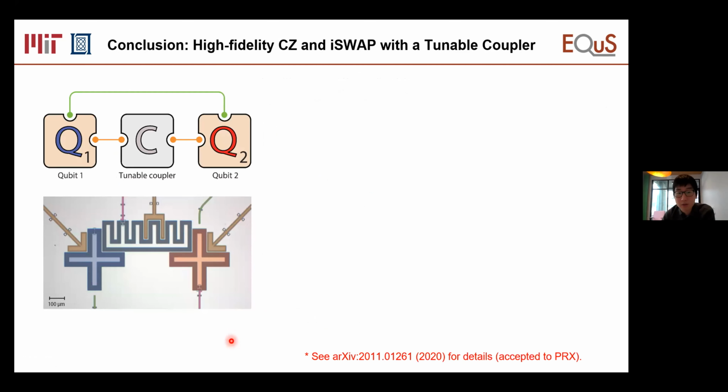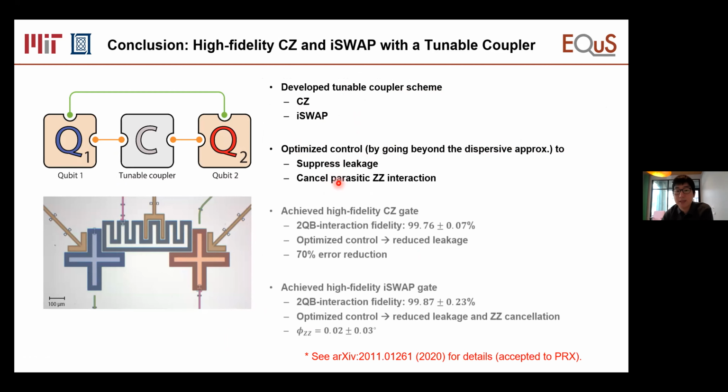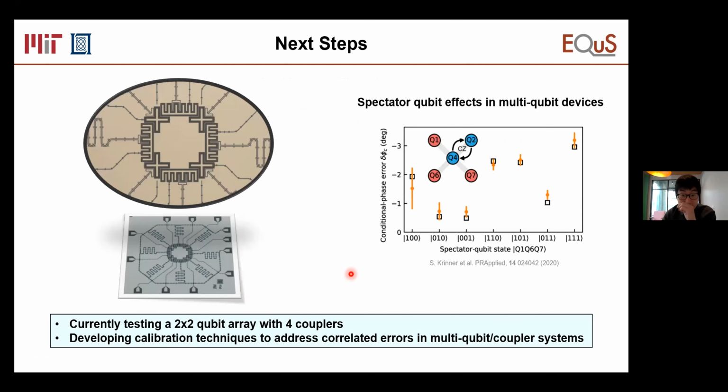Okay, so now let me conclude. In this work, we have developed a tunable coupler scheme for CZ and iSWAP gates. We optimize control by going beyond the dispersive approximation to suppress coherent leakage and cancel out the parasitic ZZ interaction. And we achieve high fidelity CZ and iSWAP gates by using this optimized control to suppress leakage and cancel out the parasitic ZZ interaction.